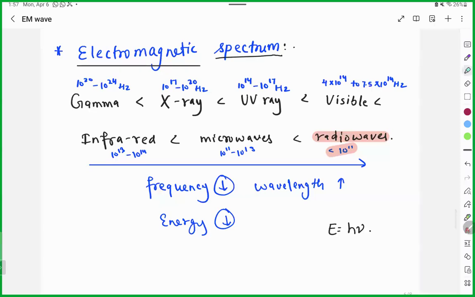Electromagnetic spectrum. Maximum energy gamma and minimum energy radio. Here, wavelength maximum, frequency minimum, energy minimum. फिर उल्टा in case of gamma, क्या होगा? Wavelength minimum, frequency maximum, energy maximum.